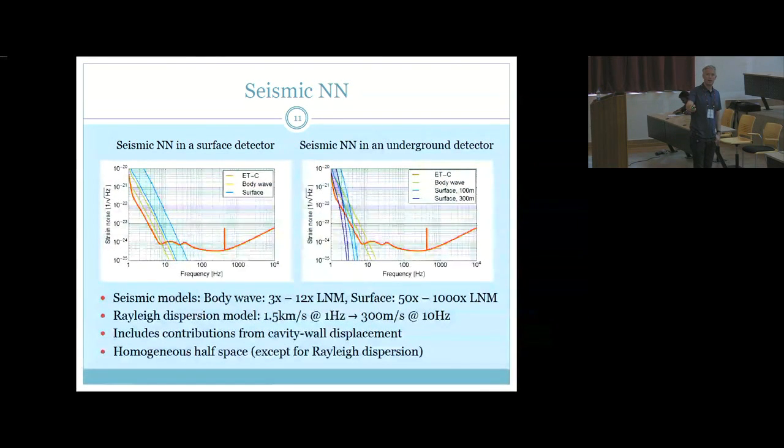By going underground, you are getting rid of the surface contribution, and then you are left over with the body wave contribution, as you can see in the right plot, where I have spectra for two different depths, 100 meters and 300 meters. These are the corresponding surface Newtonian noise spectra, and here it's an almost unchanged contribution from the body waves. Okay, and that you still have to deal with even if you go underground.